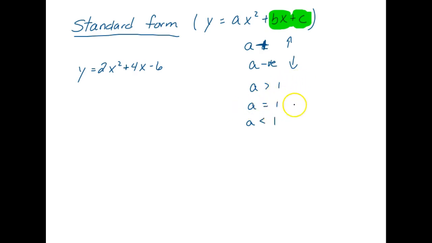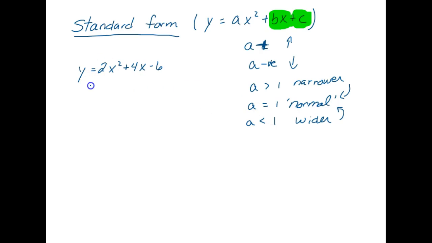If the a value is equal to 1, we would call that normal width. If it's bigger than 1, it becomes narrower than the normal. And if the a value is less than 1, the graph becomes wider than the normal.